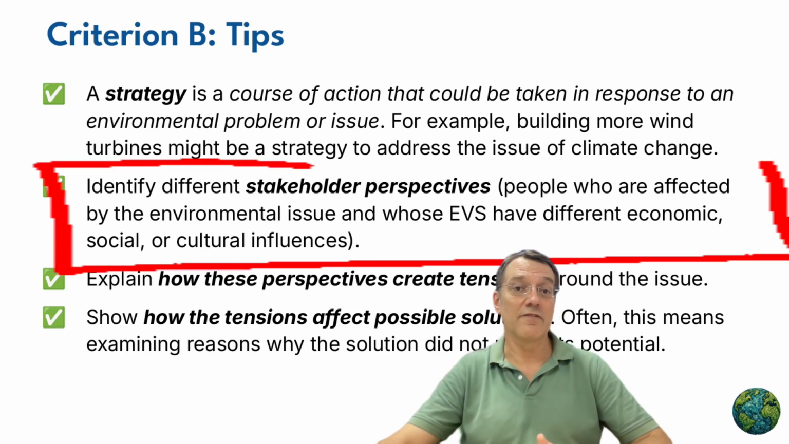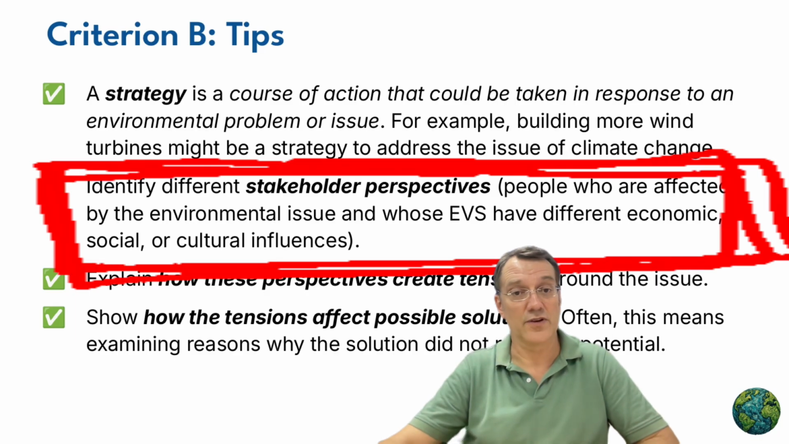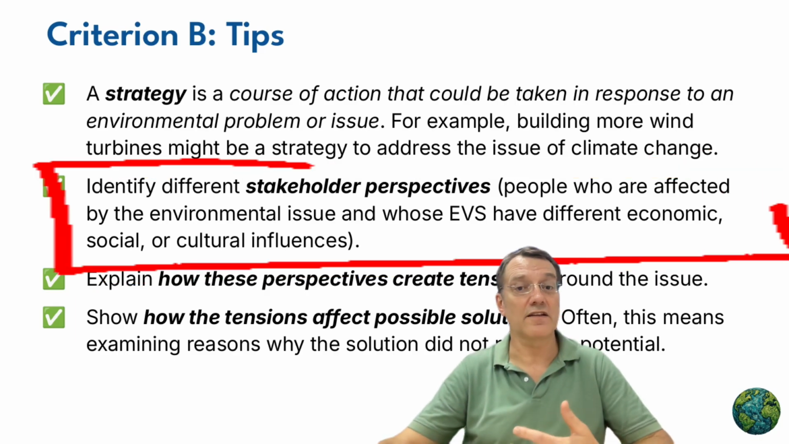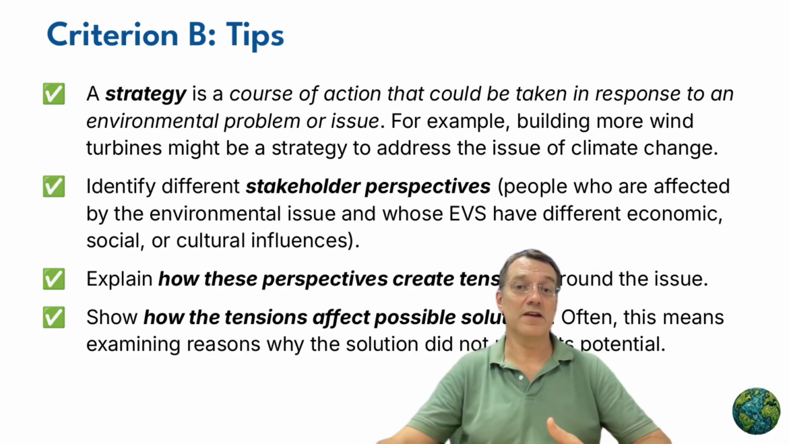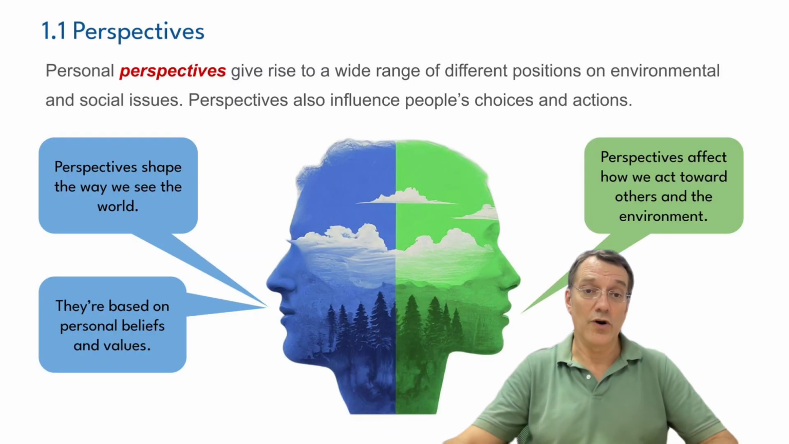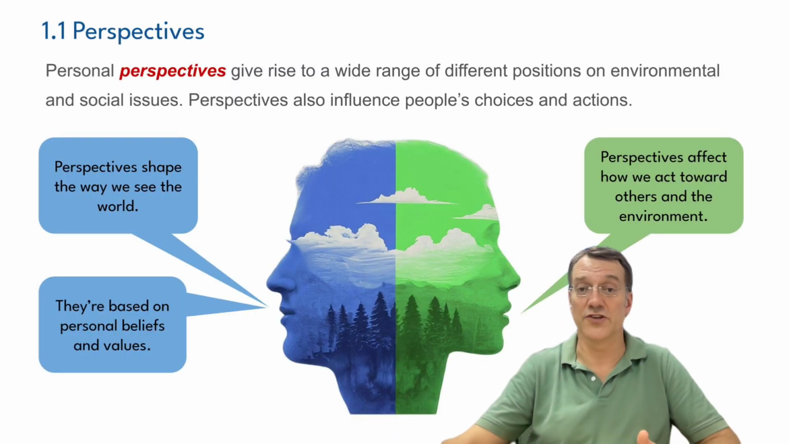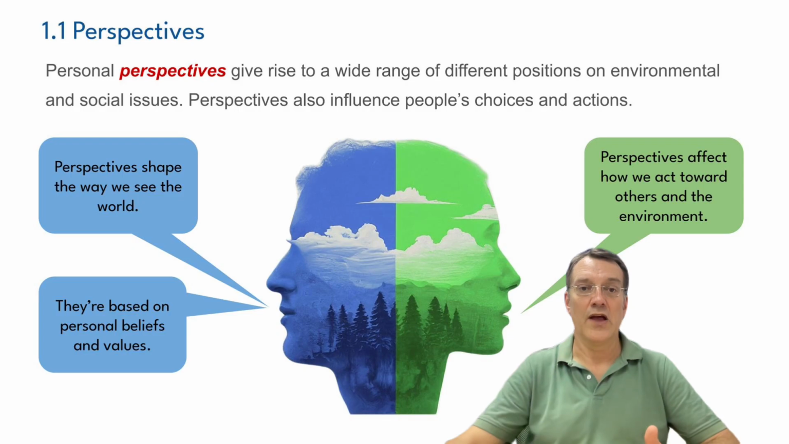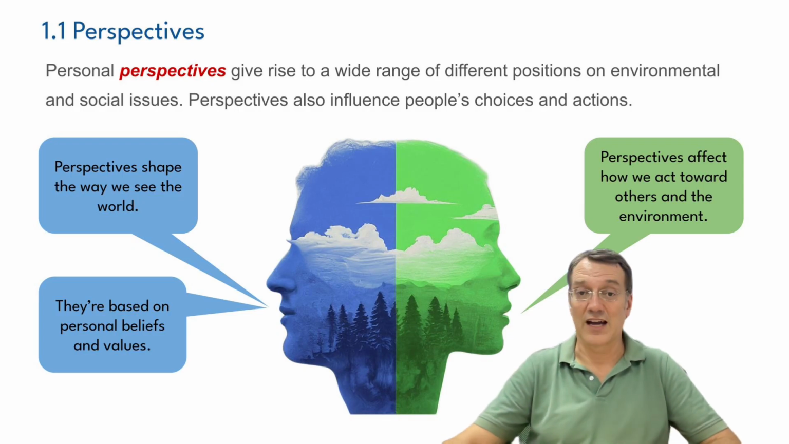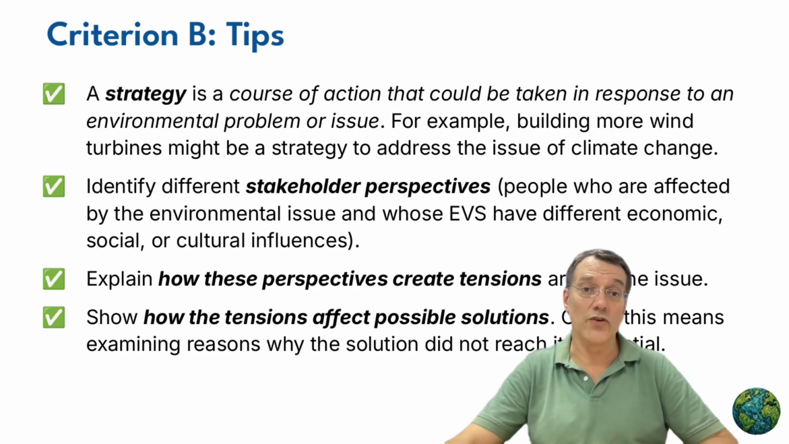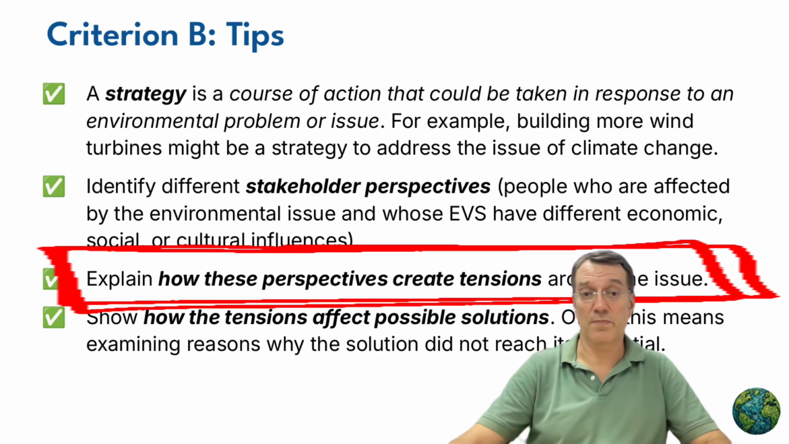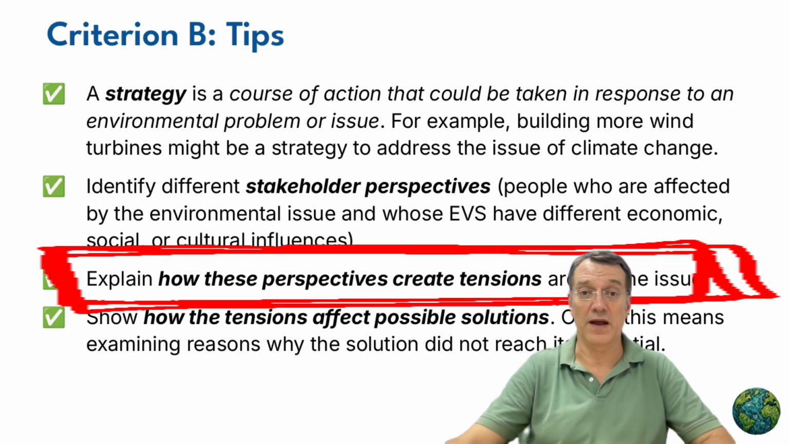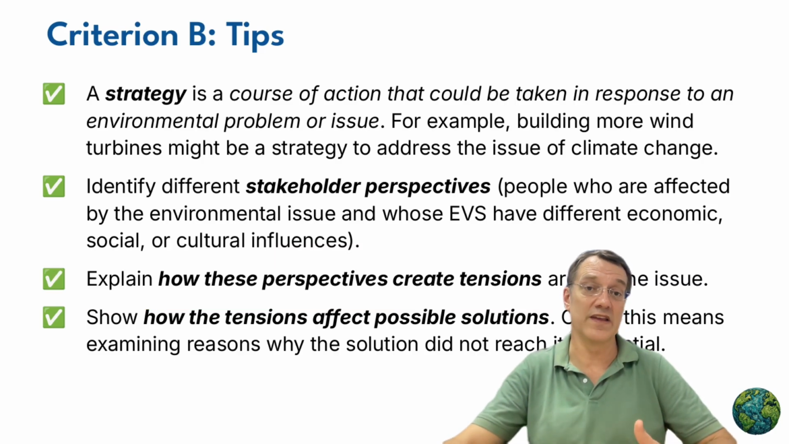Next, you need to identify the different stakeholder perspectives. These are the people who are affected by the environmental issue and who might be affected by the strategy. You also have to address their environmental value systems. Remember those from topic 1? These are influenced by different economic, social, or cultural factors. The stakeholders don't all see the issue the same way. So then you need to explain these different perspectives and how those different perspectives create tensions around the issue.